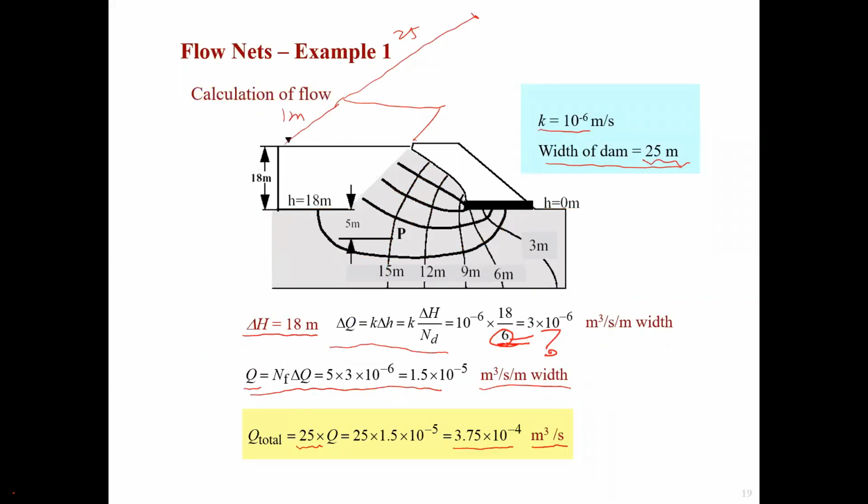What is the difference between Q and delta Q? No, this is Q only. This third Q is only the seepage for one small tube. And this Q, that's because we have Nf tubes, so each tube, the flow will be the same. So we times 5 because Nf is 5. And then in the end we times by the width of the dam.